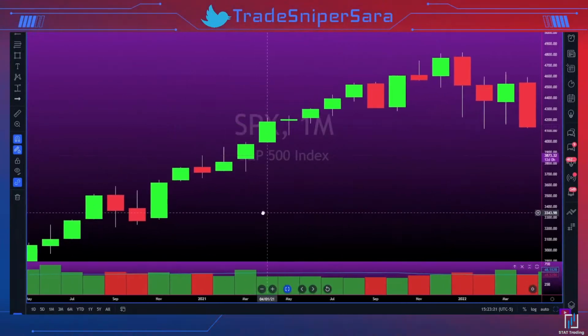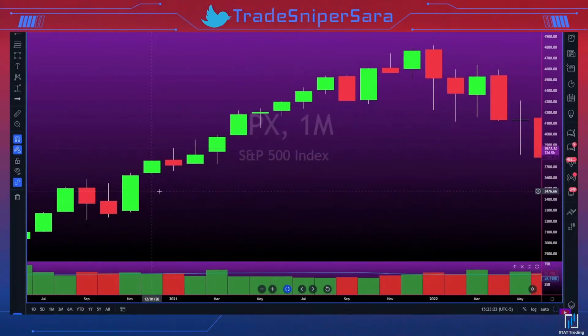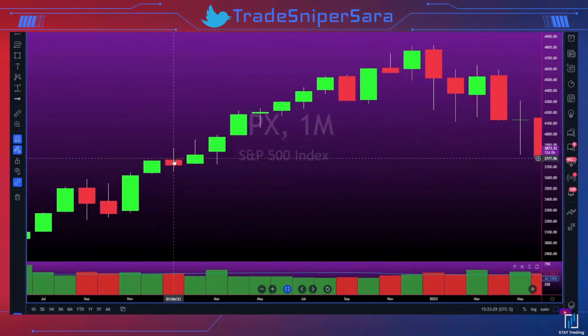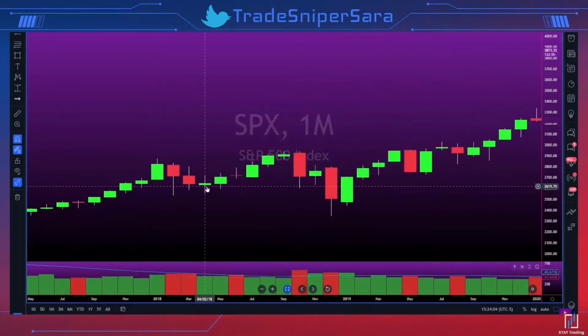I should also mention that in deciphering if a candle is a 2 up, it doesn't matter what color it is when you are deciphering the direction of the candle. This is red, but it's still a 2 up. So here, this is a green 2 down because it broke the previous candle's low.